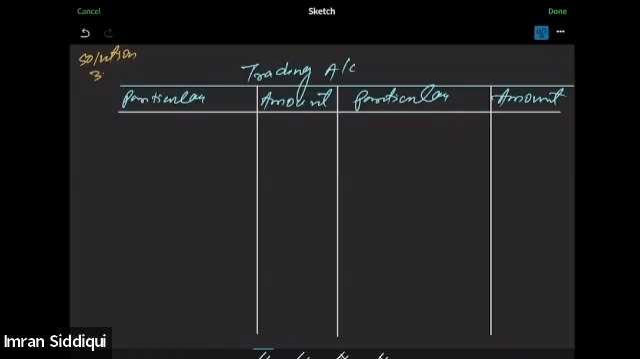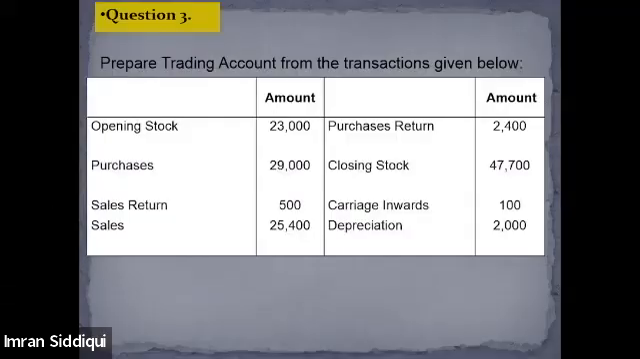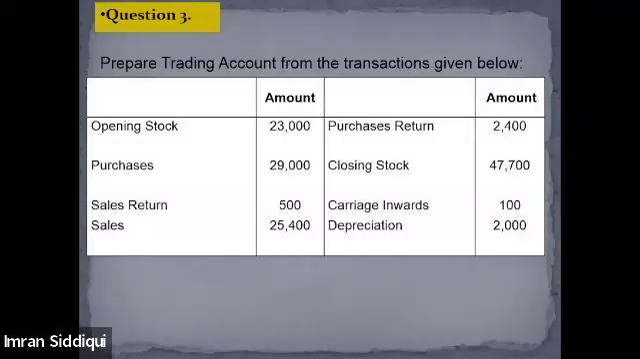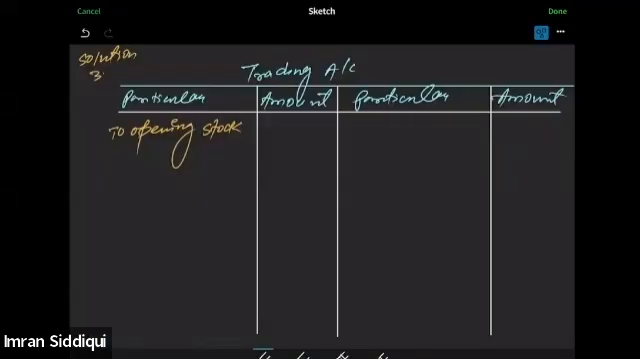The first thing which is given in the question is opening stock. I'm sure all of you already know where to put this opening stock in the trading account. So on the debit side of the trading account, we'll write down "To opening stock." Amount of opening stock was 23,000.